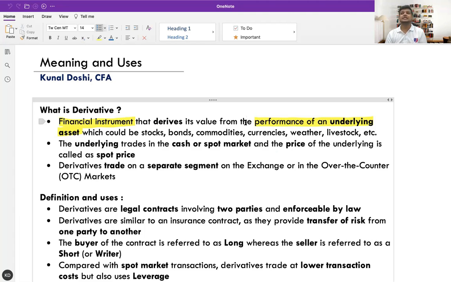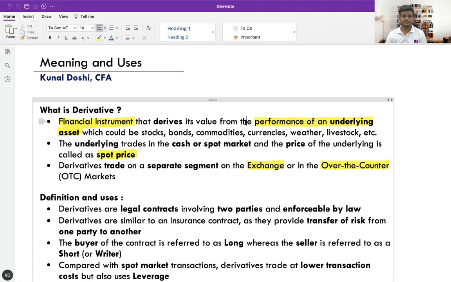Now, where does this trading actually occur? Derivatives have a separate platform where they are traded. So the spot market is a completely different platform and derivatives is a separate platform. Now, not necessarily every derivative is traded on the exchange. Like you have the National Stock Exchange, you have NASDAQ, you have NYSE. These are exchanges. So not every derivative instrument is traded on the exchange, but there are huge derivative contracts which are traded outside of the exchange, which is what we call OTC, over the counter.